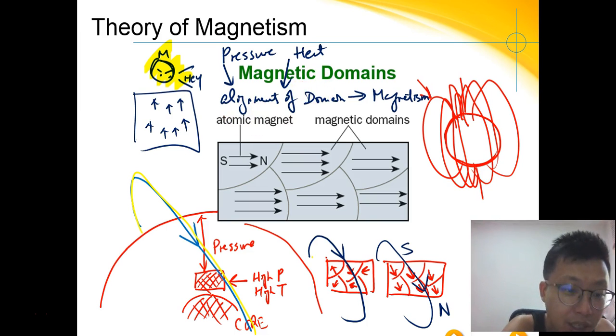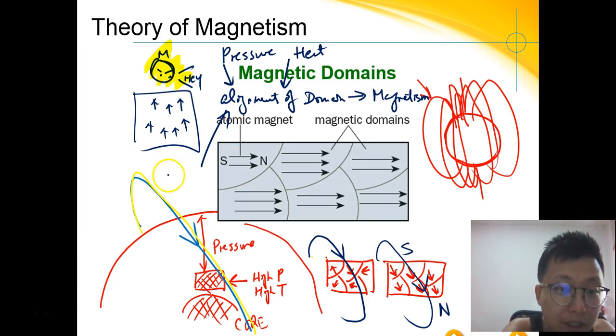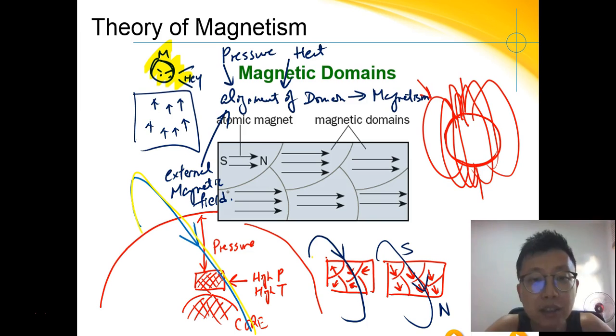You also need to have an external magnetic field. Okay, so how magnetism arises, how would you explain it? Well, I have to align the domains. How do you align the domains? Supply heat, supply pressure, and then align them with an external magnetic field.